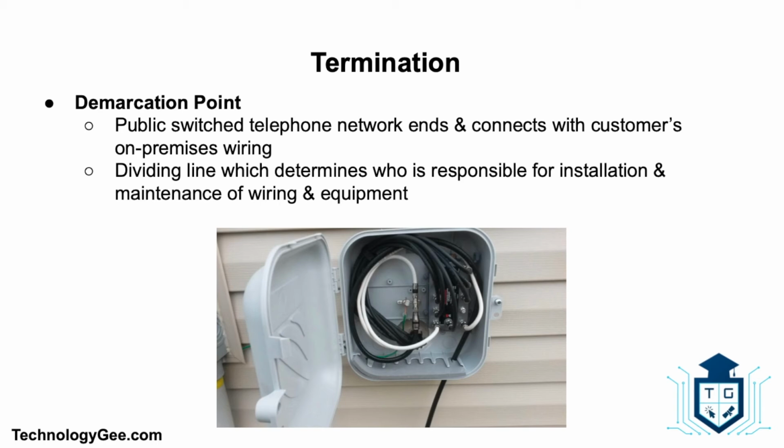And the first one we're going to talk about is called the demarcation point. So the demarcation point, this is the point at which the public switched telephone network ends and connects with the customer's on-premises wiring. It is the dividing line which determines who is responsible for installation and maintenance of wiring and equipment, such as a customer, subscriber, or the telephone company / provider. The demarcation point varies between countries and has changed over time.